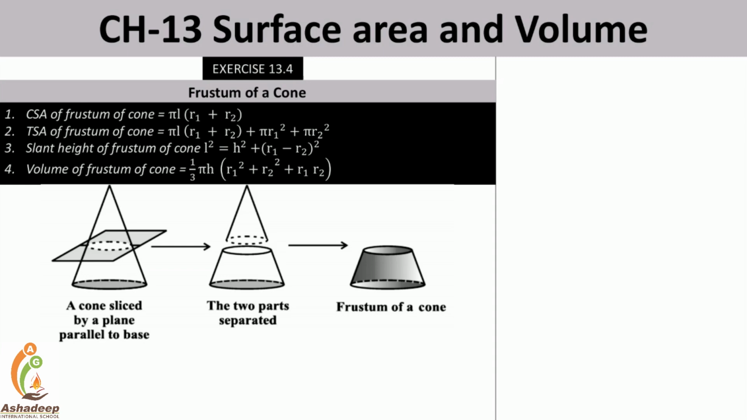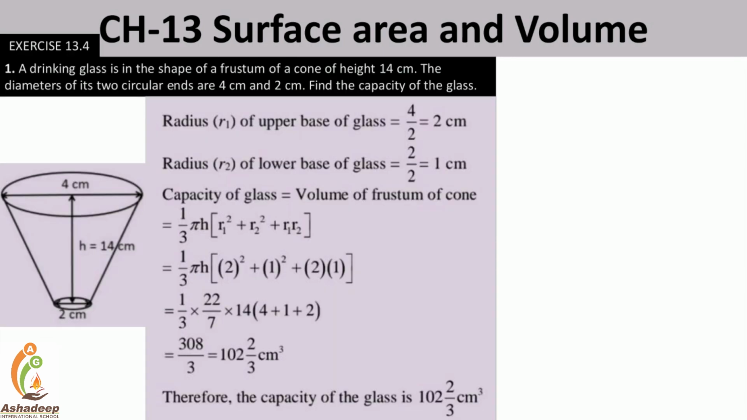So now let's move ahead, and this is the volume. Volume is 1/3 pi r square h in terms of cone, but in the frustum of cone it is 1/3 pi h, R1 square plus R2 square plus R1 into R2, right? So these formulas you need to remember. Okay, now we'll go with the first sum.